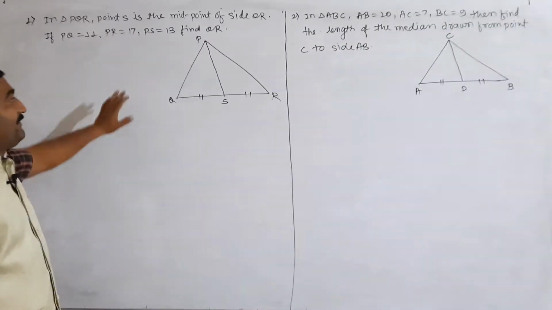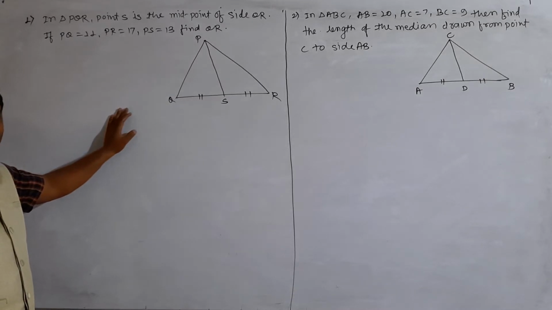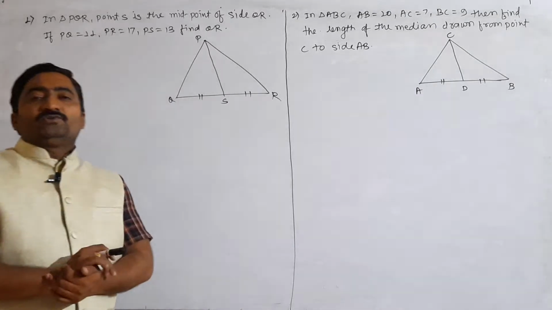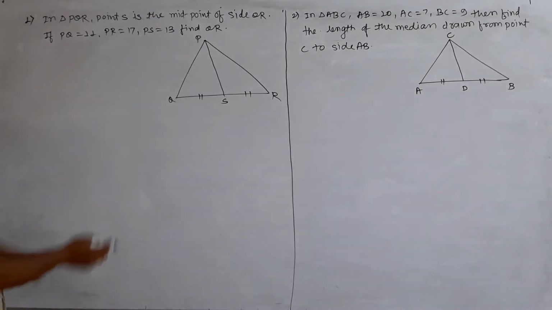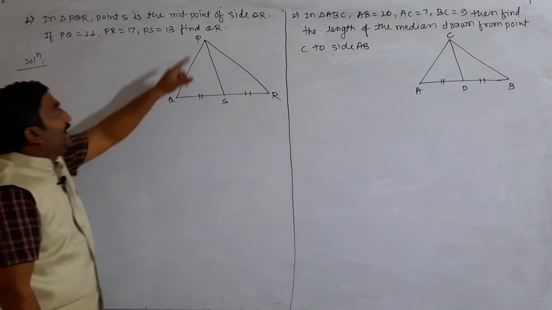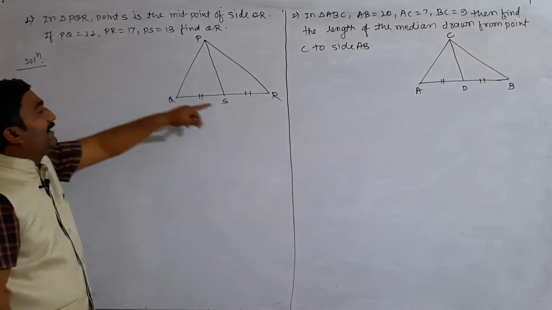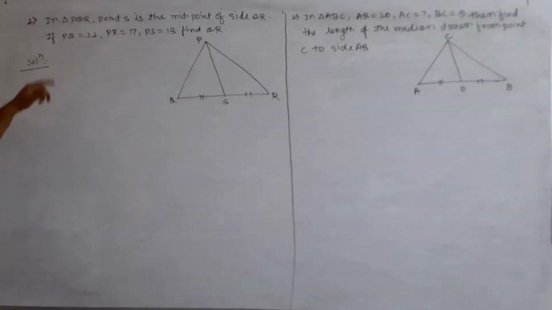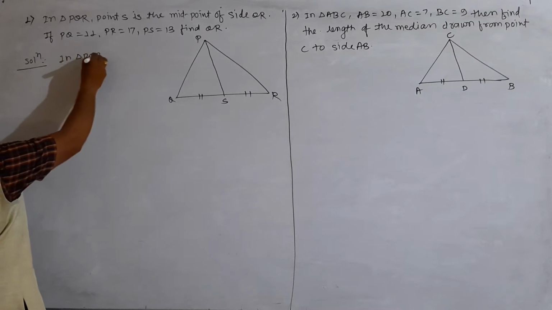So we take the first problem here. We know that Apollonius theorem is that in a triangle, when a median is given, we can use Apollonius theorem. The first problem is: in triangle PQR, PS is the median of triangle PQR and S is the midpoint of QR. So first write the given things in triangle PQR.